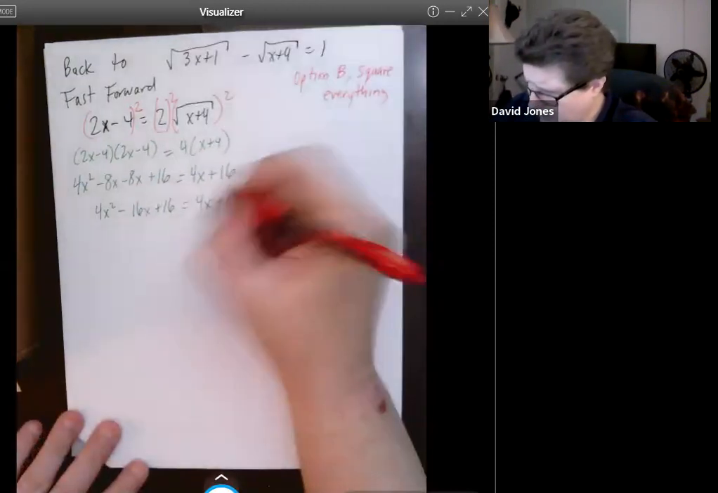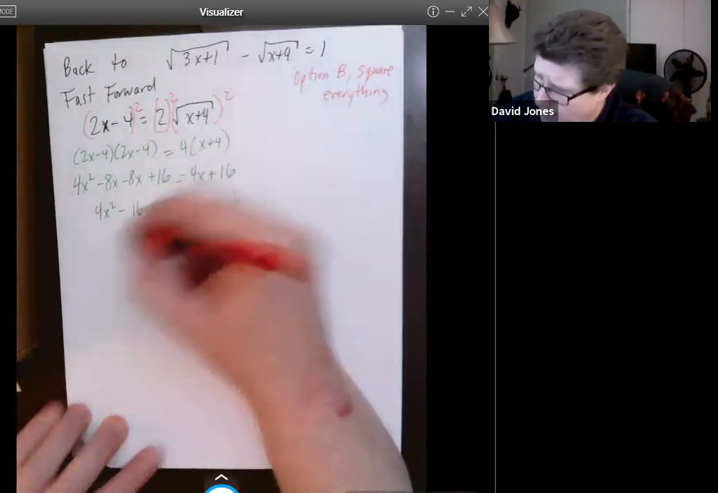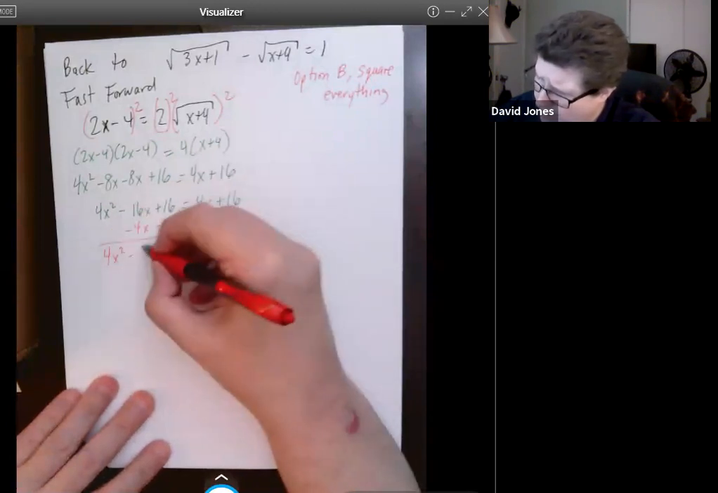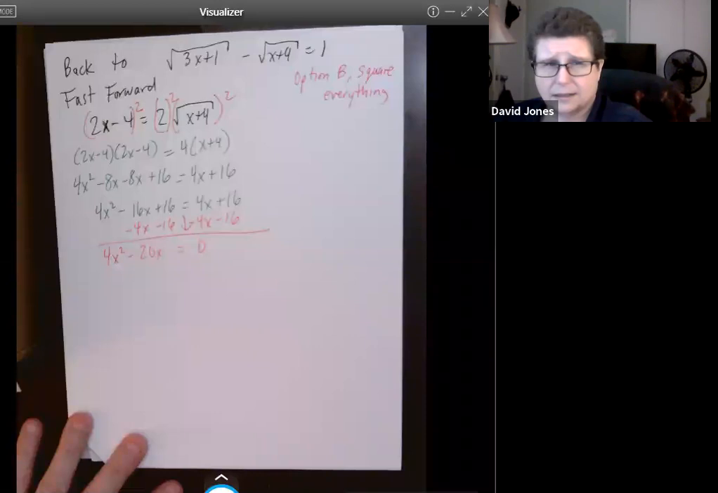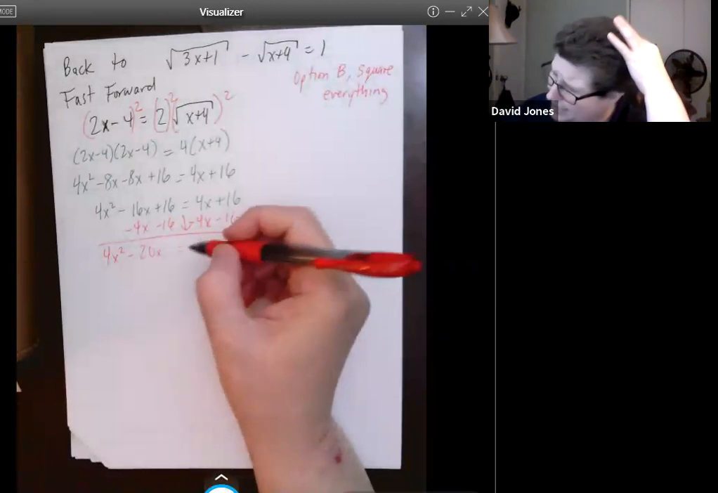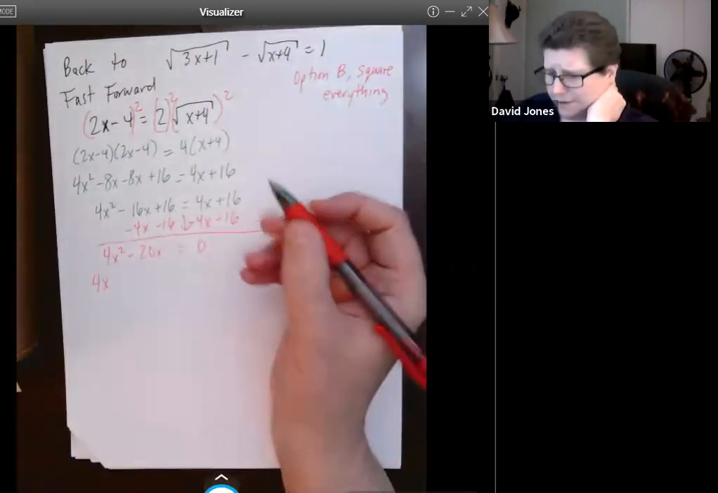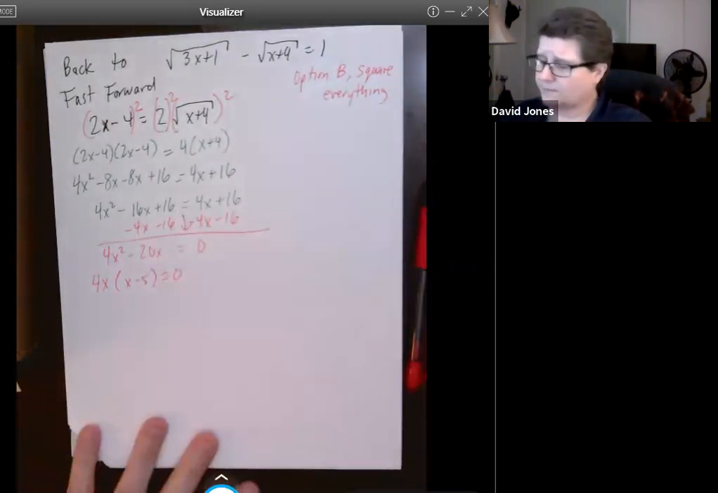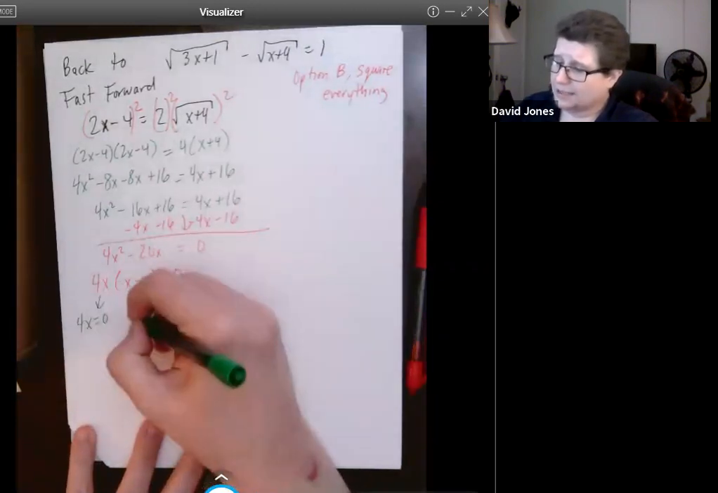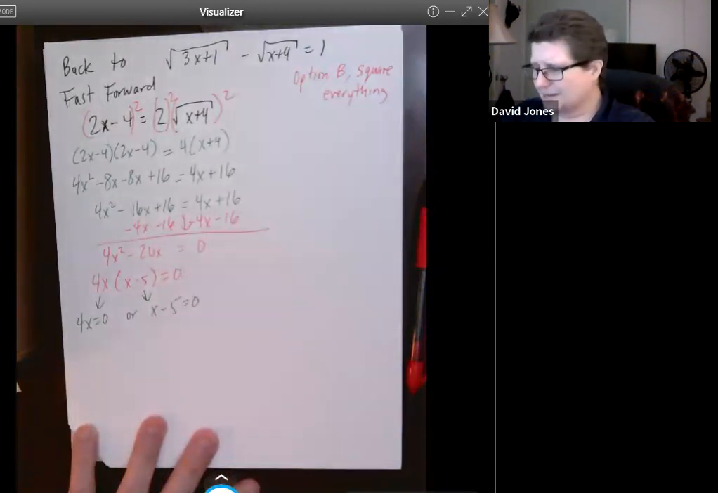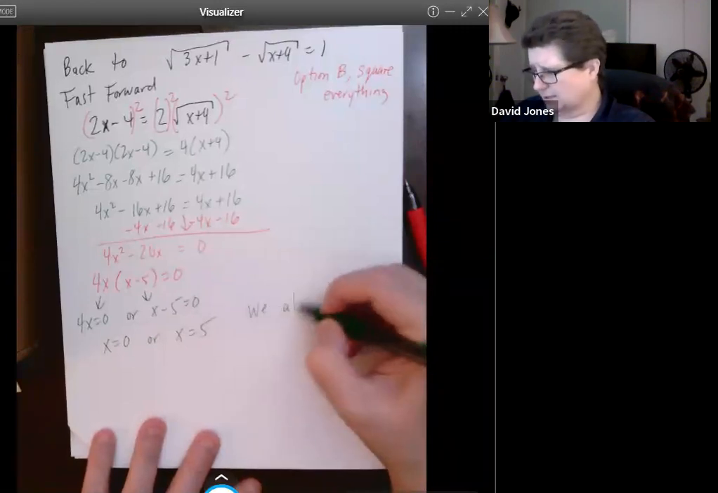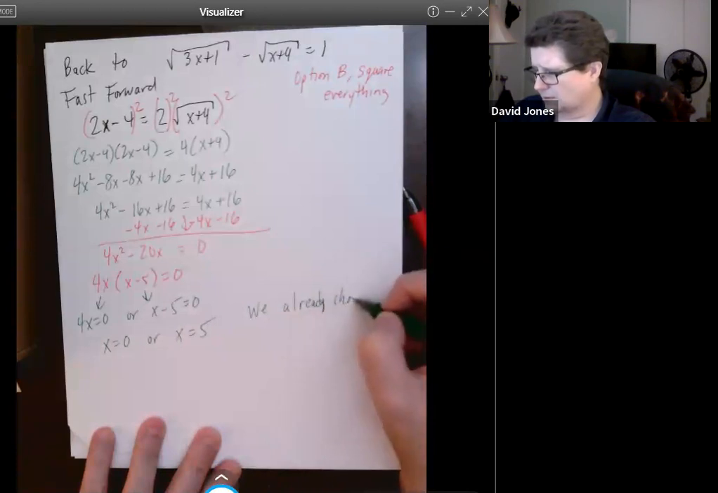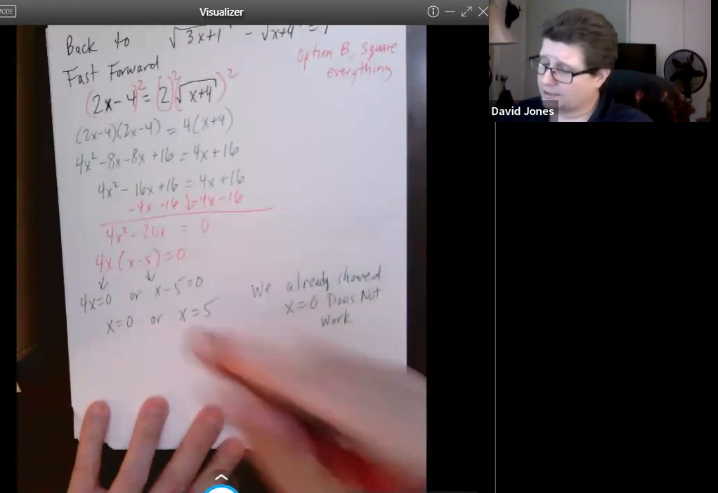And now I can solve. I'll subtract 4x and 16 from both sides. And I get 4x squared minus 20x equals 0. So 4x squared minus 20x, their greatest common factor is 4x. So I've got 4x times x minus 5 equals 0. Set them each equal to 0: 4x equals 0, or x minus 5 equals 0. And we're back to the same two solutions we had before. x equals 0 or x equals 5. And we already showed x equals 0 does not work. So our only solution is x equals 5.